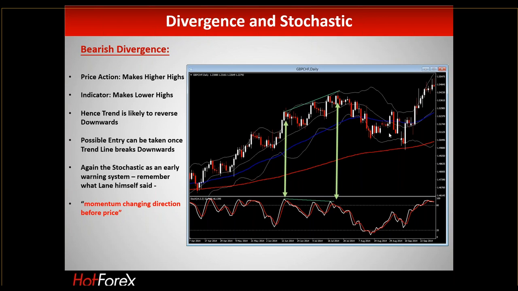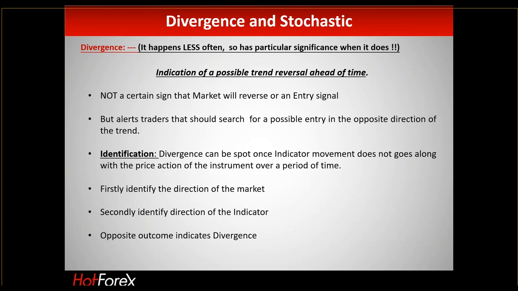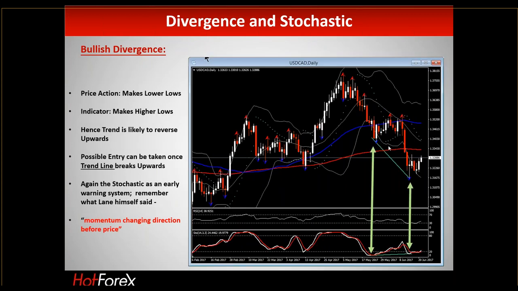So that's bearish divergence, where we've got a higher price and the indicator, the stochastic, is making lower highs. The opposite of that is bullish divergence, where price action makes lower lows, but the indicator is making higher lows. If that makes sense.